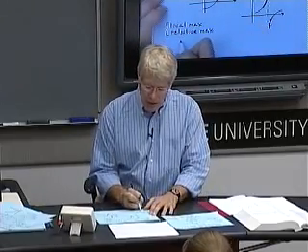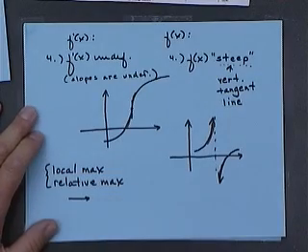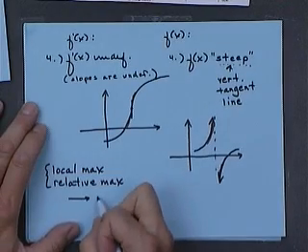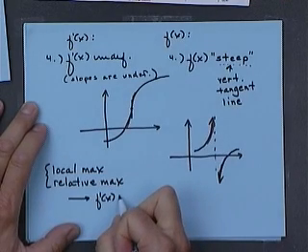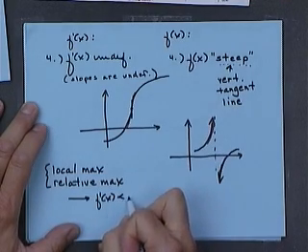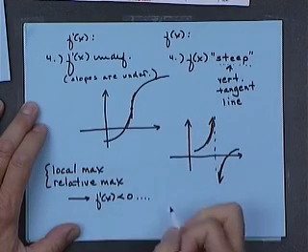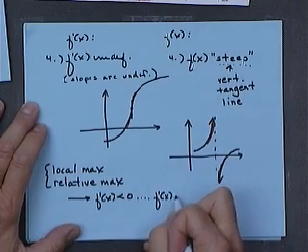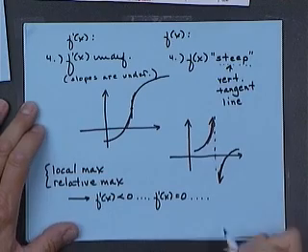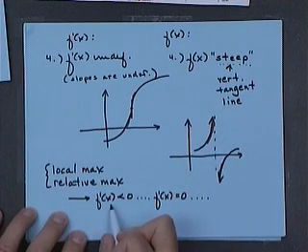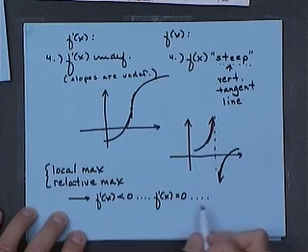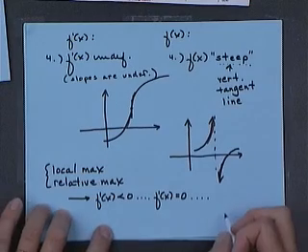What's going to lead to a local or relative max? Well, let's suppose that the curve is decreasing, which means its derivative is what? Negative. Then the derivative is 0. Then the derivative would have to be positive. Is that correct? Yeah. So decreasing into there, flat, and then increasing out of there.